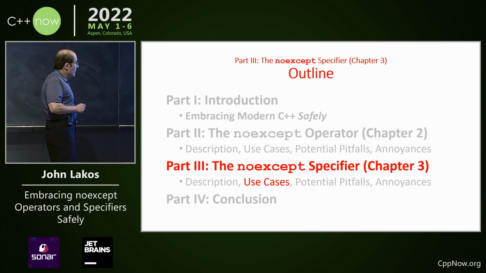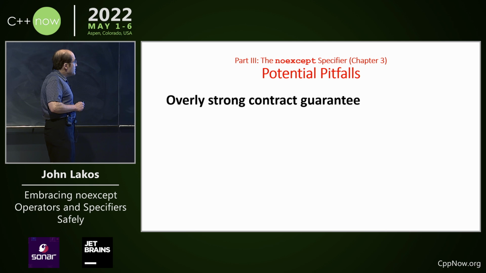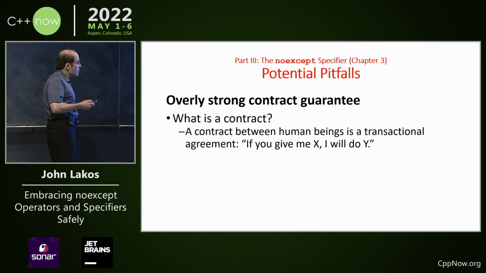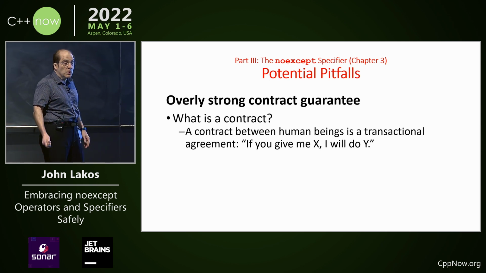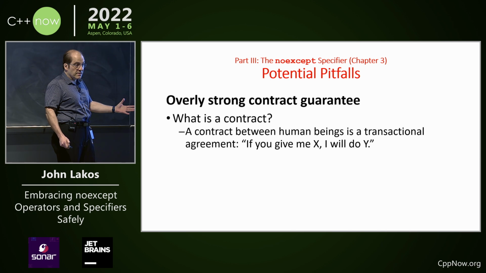Now, potential pitfalls. Overly strong contract guarantee. What is a contract? It's a contract between human beings. It's a transactional agreement. If you give me X, I will do Y. That's what a contract is.